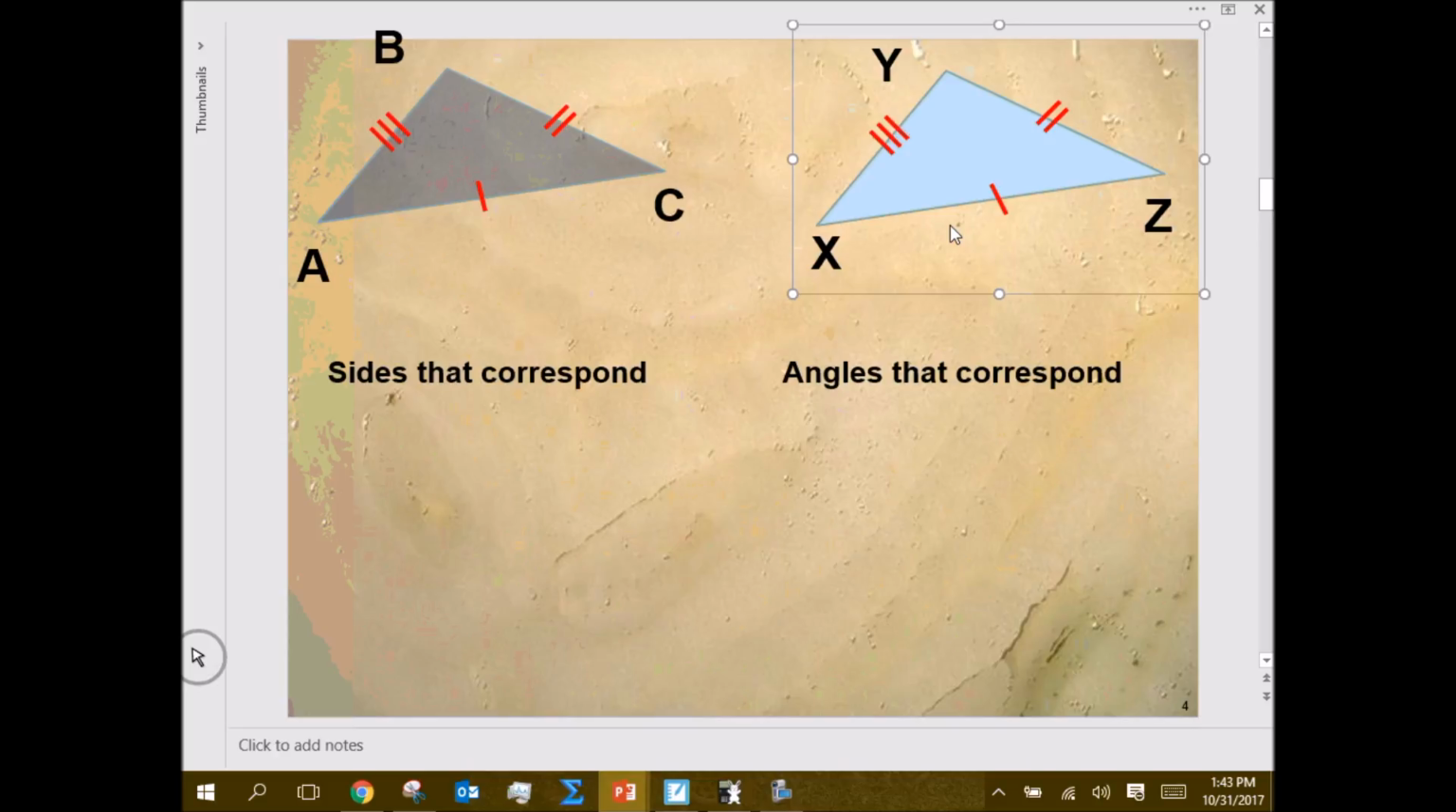We want to say that in regards to sides that correspond, here AC corresponds to XZ. And I'm just going to use that arrow to show correspond. All right. If I look at AB, what is AB going to correspond to?